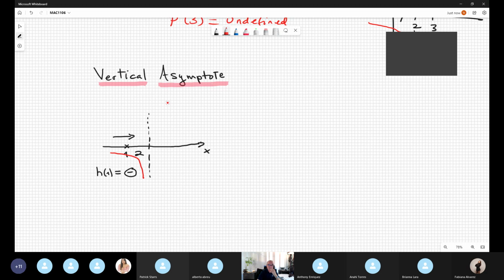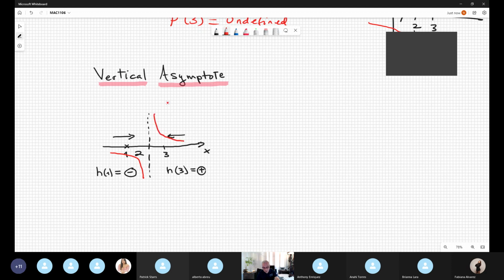But you evaluate in this direction. So suppose you select 3 or 4 or 5, and you evaluate the function at 3, and the answer is positive. Positive 20, I don't care about the value. And the asymptote looks like that.